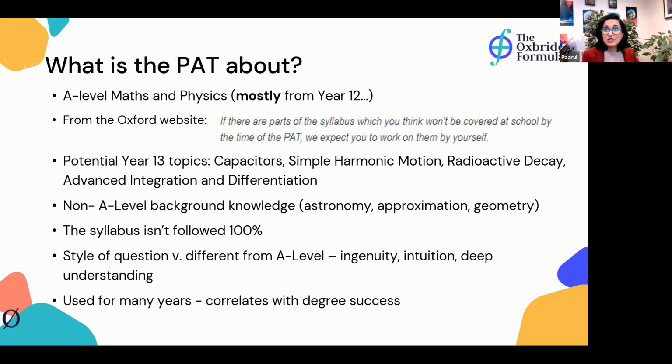And I think, again, it just echoes what Giacomo is saying, that this is the way of thinking that you're expected to use at university.